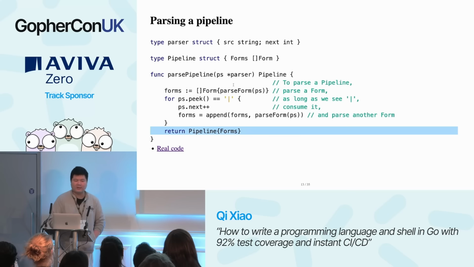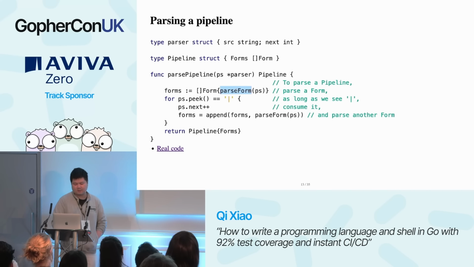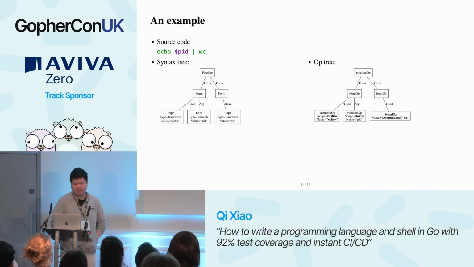And this is one level of parsing. And each level under it works pretty much the same way. That's why it's called recursive descent. And you will see that the recursion relationship exactly mirrors the syntax tree that you will be defining. So for instance, parse pipeline calls parse form, that corresponds to these two edges there.